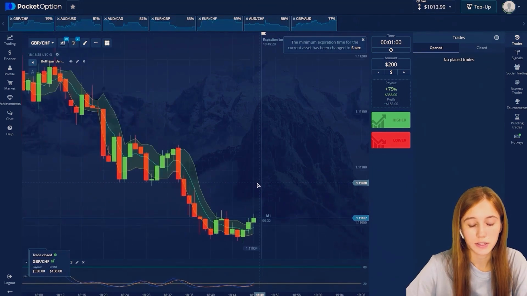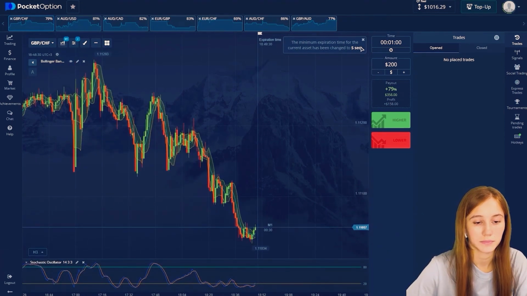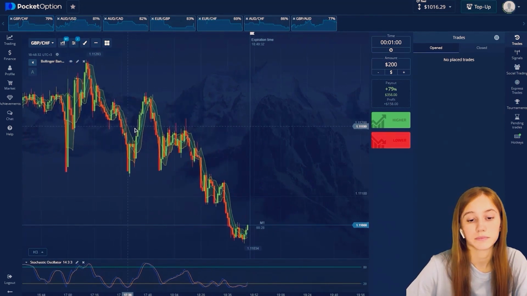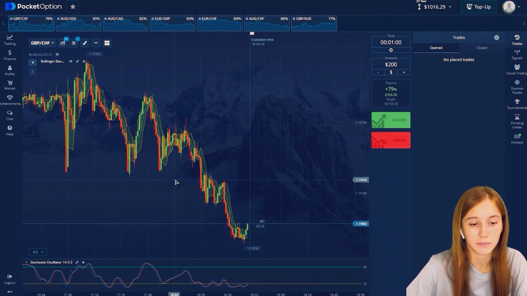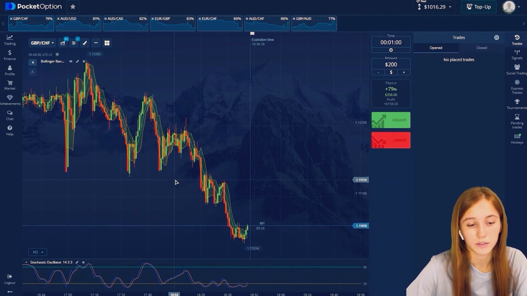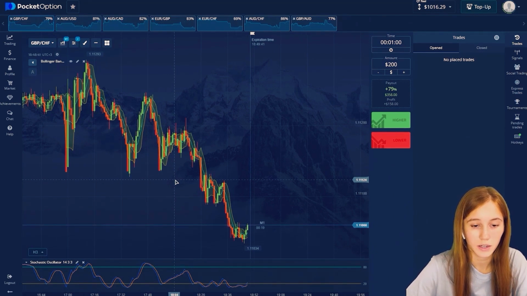3 seconds left until the end of the deal. That's great. We see our plus deal. Let's finish our trading session for today.